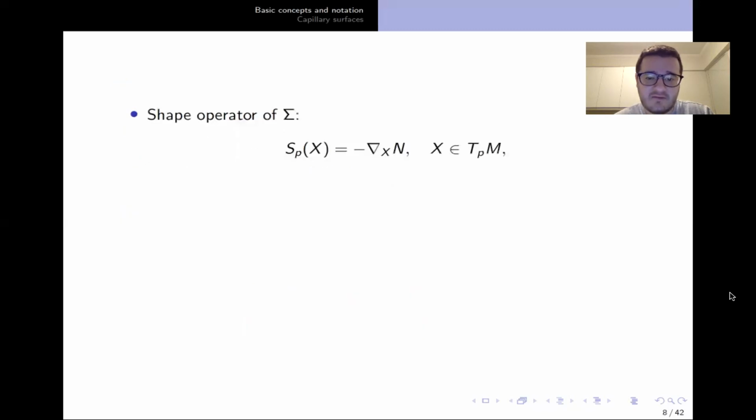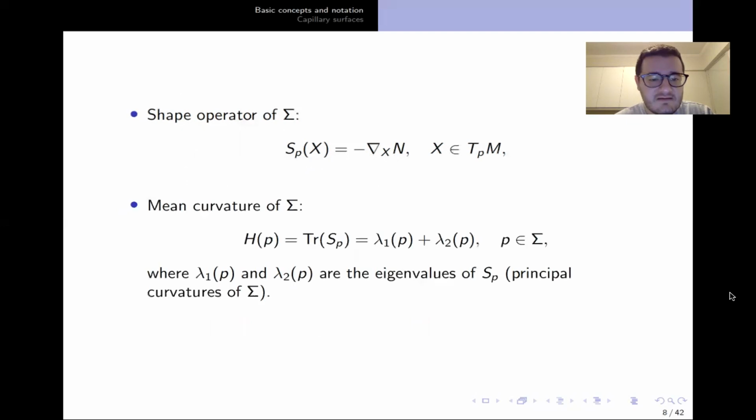Great. As I was saying before, the shape operator of Σ is this derivative of N in an arbitrary direction X of the tangent space of Σ. There's a little mistake: X should be tangent to Σ there. And the mean curvature, which is a very important concept and will be very important in the sequel, is just the trace of this operator. So it's the sum of its two eigenvalues, λ1 and λ2, which are called the principal curvatures of Σ.